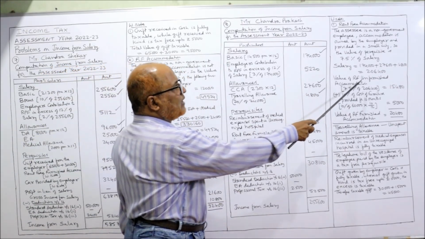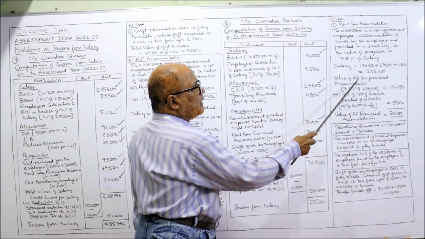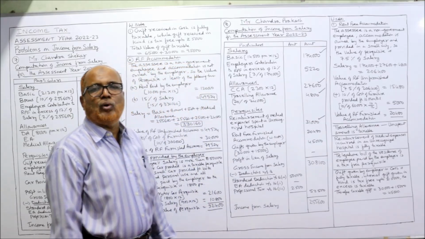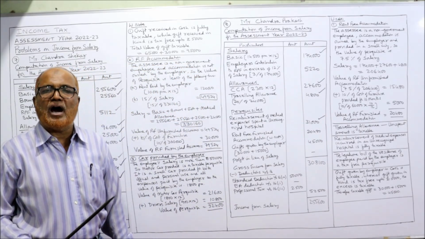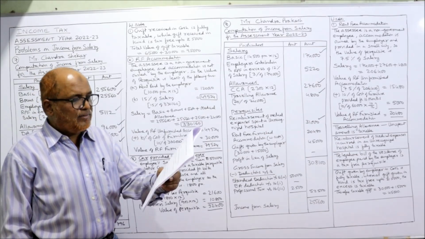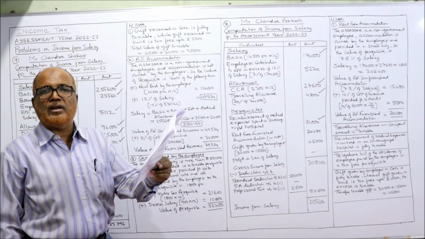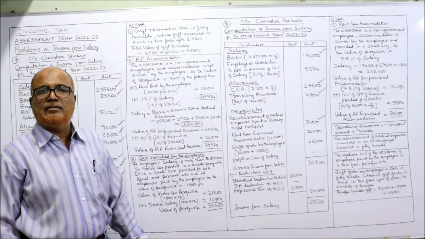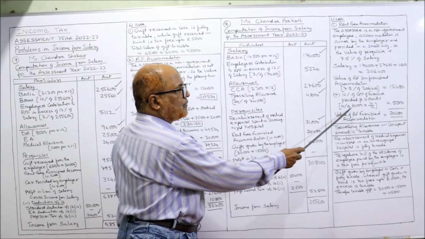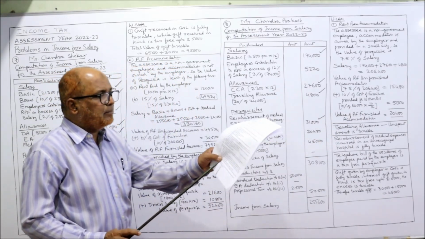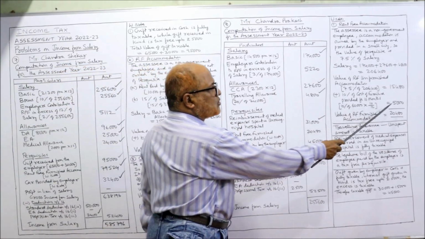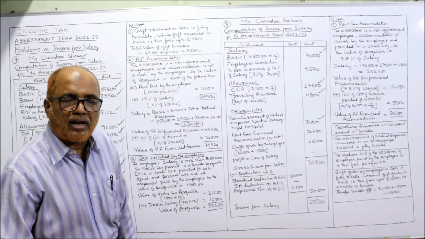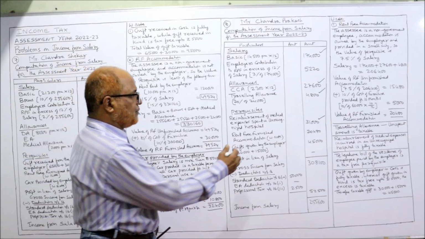So value of unfurnished accommodation is 7.5% of salary. So 7.5% of 2,06,400, 15,480. This is the value of rent-free unfurnished accommodation. To this, we have to add 10% of cost of furniture provided. Here furniture worth 60,000 is provided for 10 months. So 10% of 60,000 into 10 by 12, because for 10 months it is given. So it comes to 5,000. So total is 20,480. This is the value of rent-free furnished accommodation.